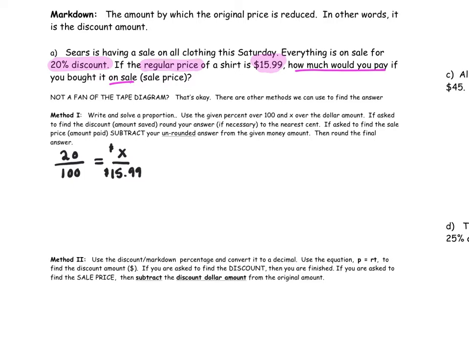So let's go ahead and use cross multiplication. We're going to cross multiply these two and cross multiply these two. So we're taking 100 times x, which is 100x, and then 20 times $15.99. I'm going to do the calculation for you so you don't have to stop taking your notes. It is 319 and 8/10. So please write that down.